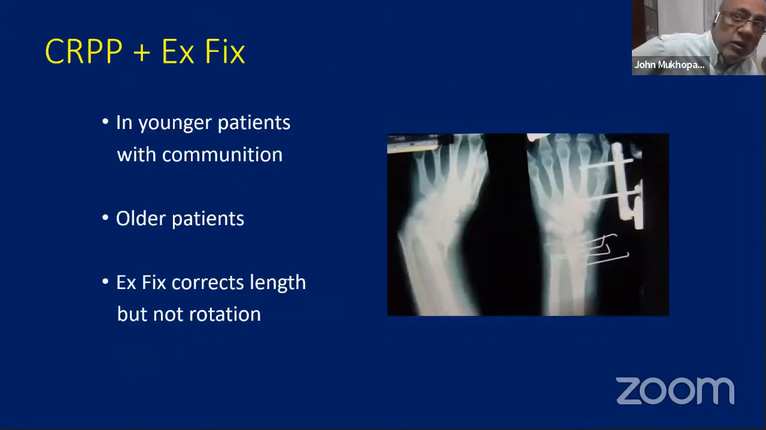And again, we talked about combination of percutaneous pinning with external fixator. I think if you have a situation where there's young patients with a lot of comminution, or in some of the older patients, you would percutaneously pin the fracture, get it into position, and then add an external fixator to give it length stability so that it can't collapse later. So this is one of the options.